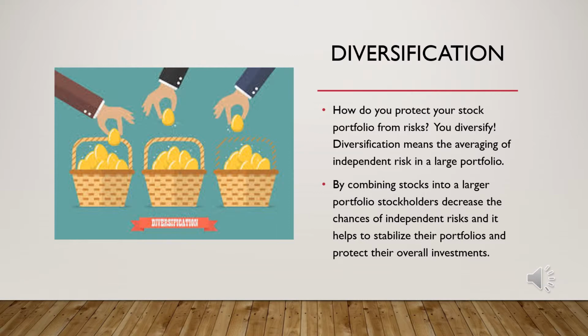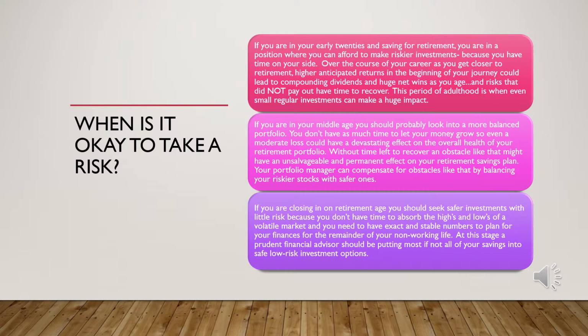When is it okay to take a risk? If you are in your early 20s and saving for retirement, you are in a position where you can afford to make riskier investments because you have time on your side. Over the course of your career, as you get closer to retirement, higher anticipated returns in the beginning of your journey could lead to compounding dividends and huge net wins as you age, and risks that did not pay out have time to recover. This period of adulthood is when even small regular investments can make a huge impact.